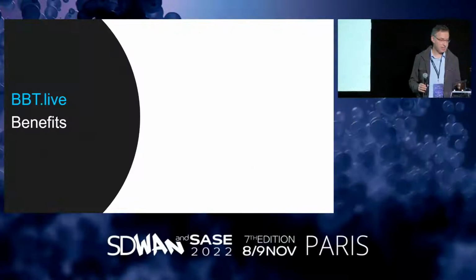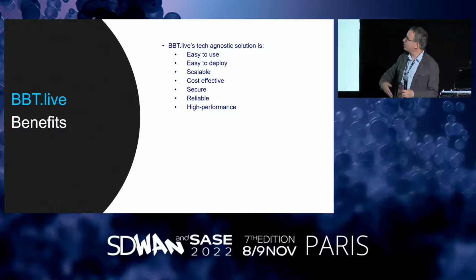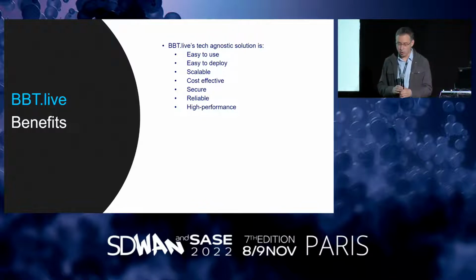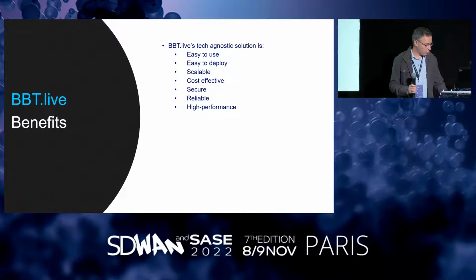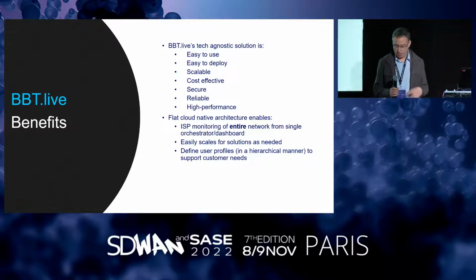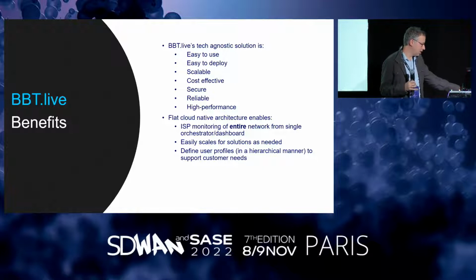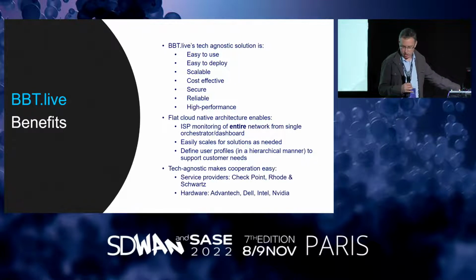And the benefits, and this is the last slide, of using a tech-agnostic solution is that it's very easy to use, easy to deploy, scalable, cost-effective, secure, reliable, and it provides high performance. Because of the flat cloud-native architecture, we can monitor the entire network, even within the LAN. It easily scales, as I said before, and we have done a lot of work defining user profiles in order to explicitly expose what each user in the network can see or cannot see.